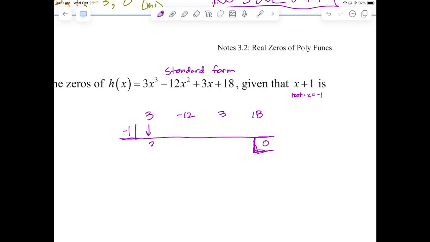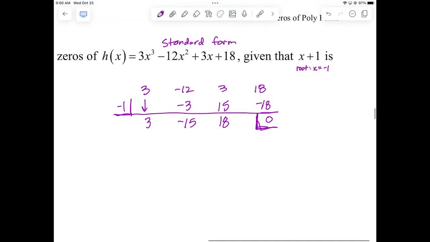Now we bring down the 3 and we multiply and we get -3, and we add, we get -15. And then we multiply and we get 15. We add, we get 18. We multiply and we get -18. And we get 0. Lo and behold, we get 0. Yes, yes.